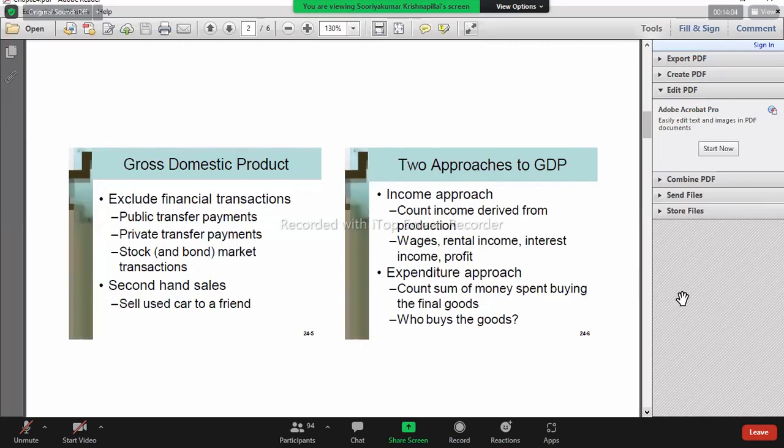And stock and bond market transactions. In the share market, the investors are buying and selling the company shares they have. But that is only a transaction between two investors, the public. The company is not involved, and that money is not going to the company. So that transaction also is not involved in production.